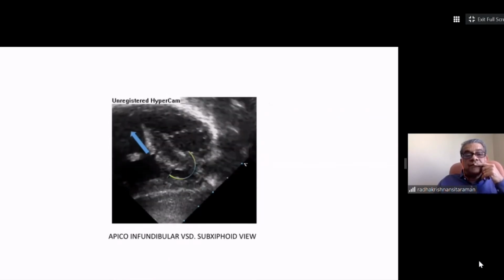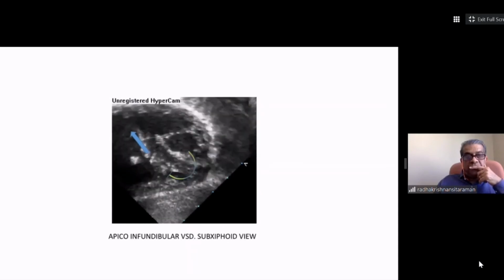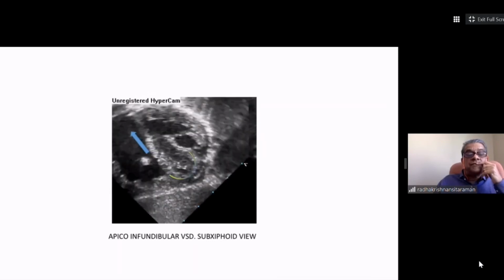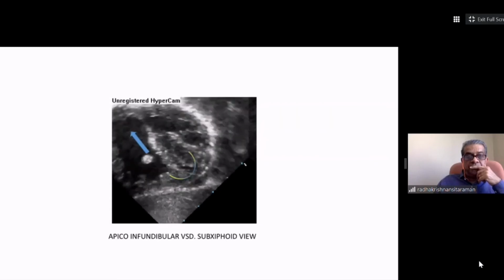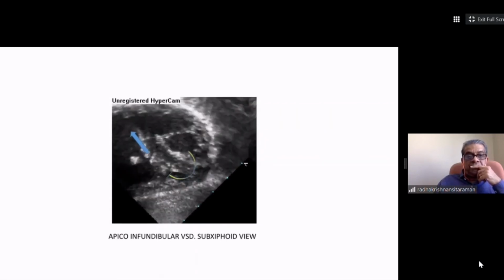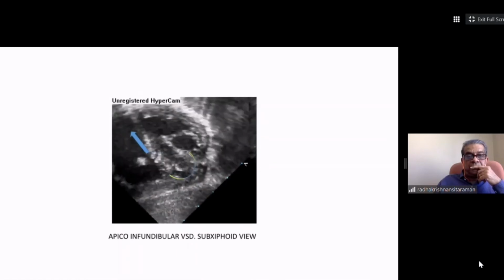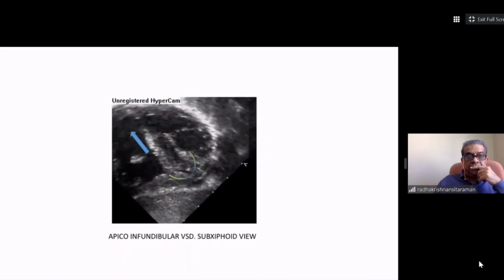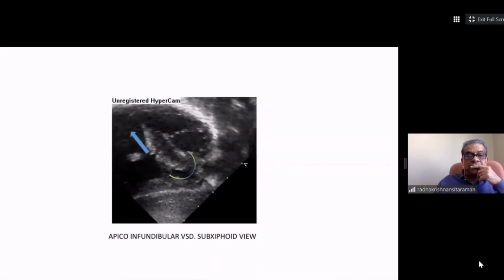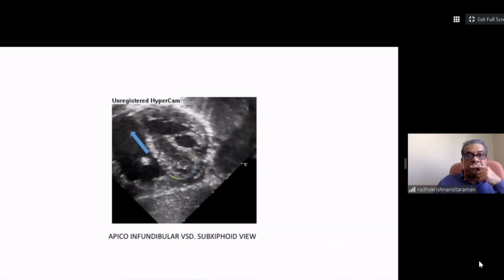And the last slide is very, very good, what you mentioned, because we ourselves attempted device closure in 2 cases of apico-infundibular VSD. Wonderful publication by KK and Jim Locke's group from Boston. After that, one of my colleagues and I reviewed the paper and then we understood the anatomy very clearly, which you are showing today. So I request others, Dalvi sir or whoever is available, to discuss certain issues.